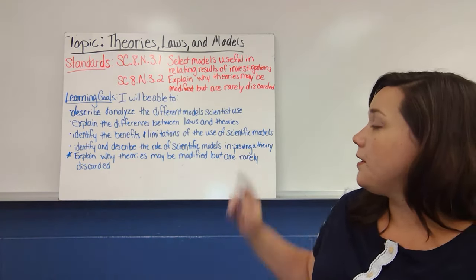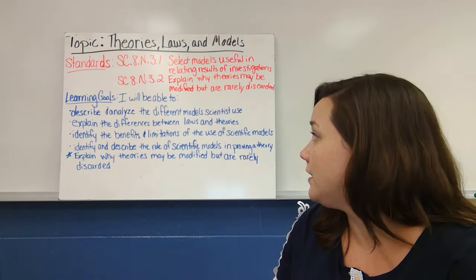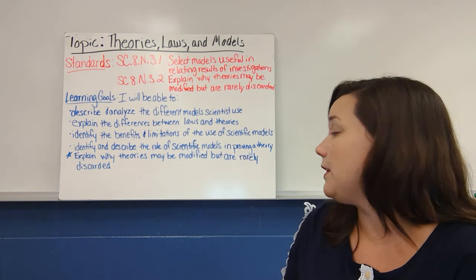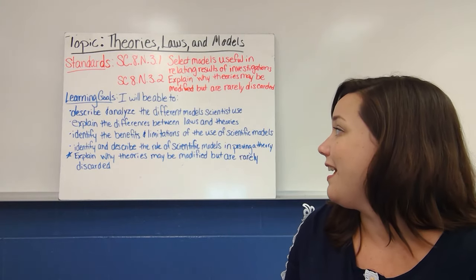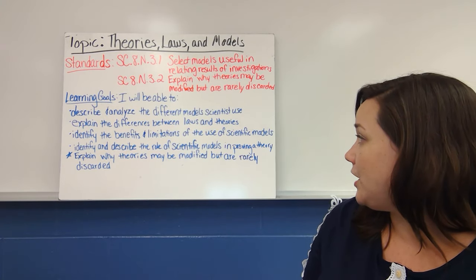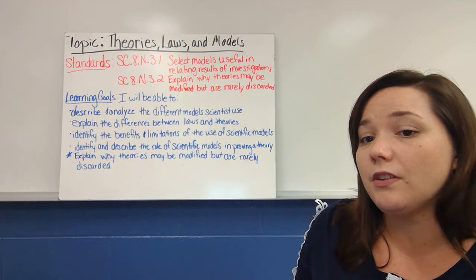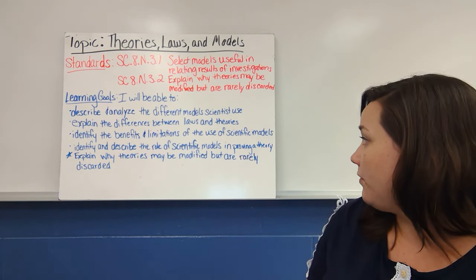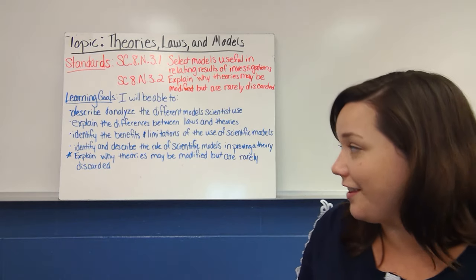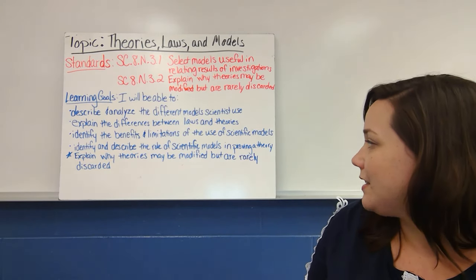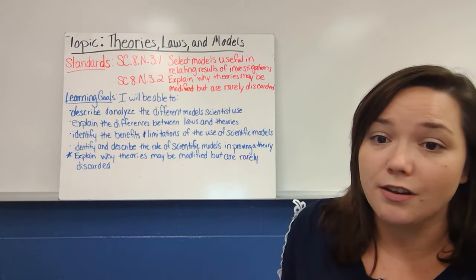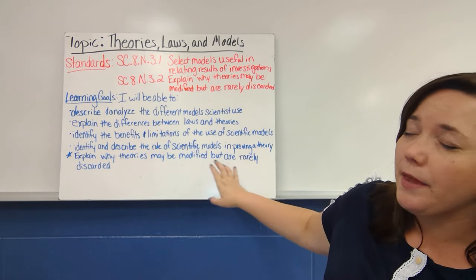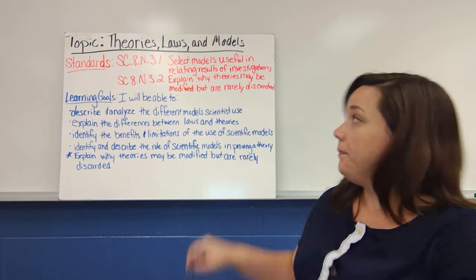Learning goals are that you will be able to describe and analyze the different models scientists use, explain the differences between laws and theories, identify the benefits and limitations of the use of scientific models, identify and describe the role of scientific models in improving a theory, and explain why theories may be modified but are rarely discarded. Make sure we pay a lot of attention to this last goal, because that's what we're really emphasizing today, okay?